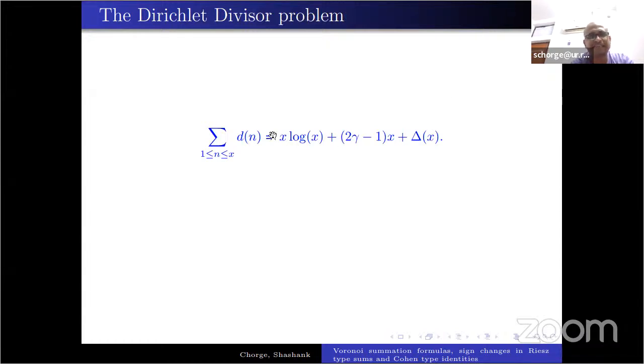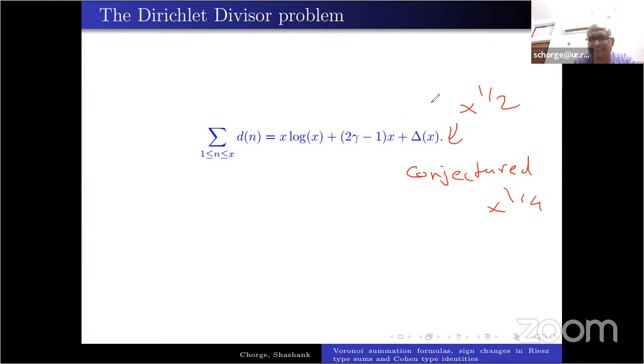So, Dirichlet divisor formula. If I have to give the statement, we can see that the sum of divisors up to x is given by x log x, which is the main term, (2 gamma minus 1) x, and then there is an error term delta x. That delta x was initially approximated by Dirichlet himself to be x raised to 1/2. This was x raised to 1/2 by Dirichlet's hyperbola method, but it is conjectured to be x raised to 1/4.